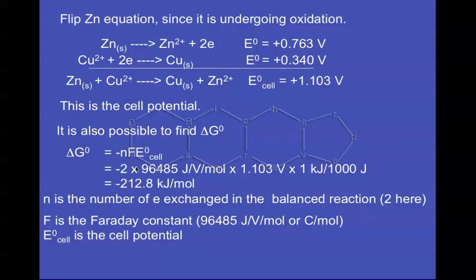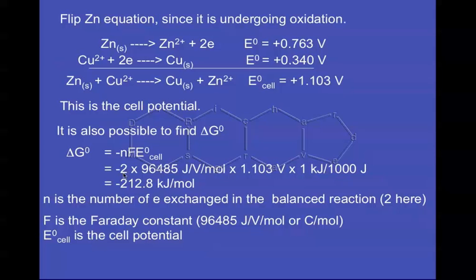And that becomes N. F is called the Faraday constant, and it has a value of 96485 joules per volt per mole. But a joule per volt is also equivalent to a coulomb, which is a measure of charge. We'll talk a little bit more about that later. And of course, E0 cell is a cell potential. Now, if we wanted our value of delta G0 in kilojoules, then we would do a conversion at the end.